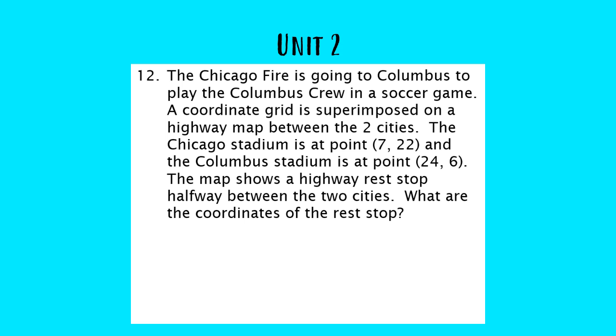The Chicago Fire is going to Columbus to play the Columbus Crew in a soccer game. A coordinate grid is superimposed onto a highway map between the two cities. The Chicago Stadium is at point (7, 22) and the Columbus Stadium is at point (24, 6). The map shows a highway rest stop halfway between the two cities. What are the coordinates of the rest area or rest stop?